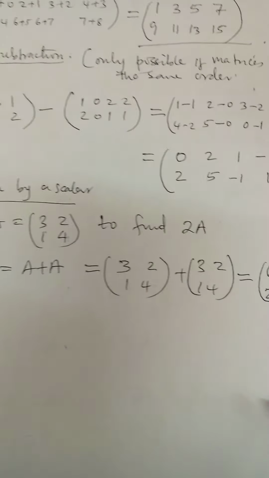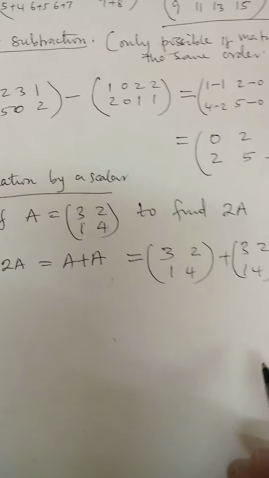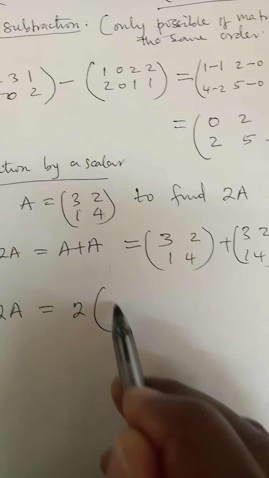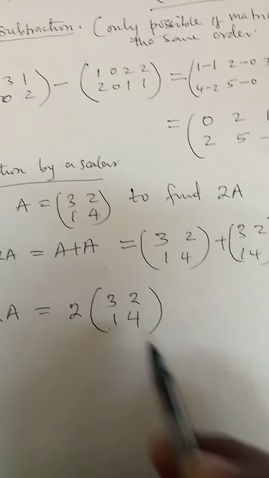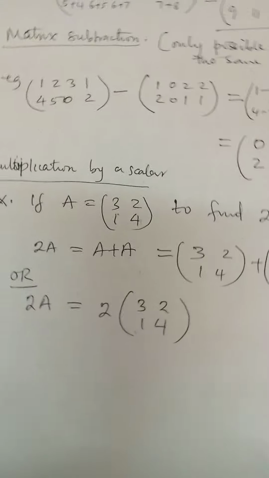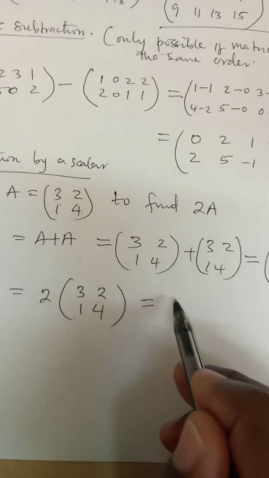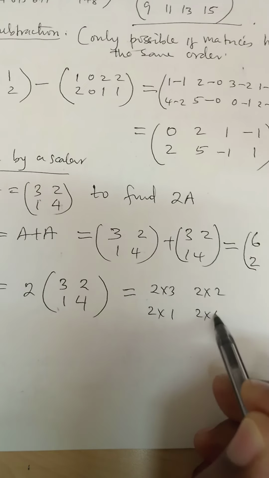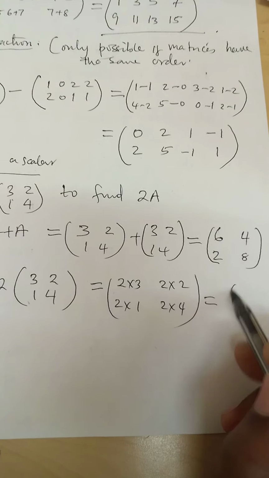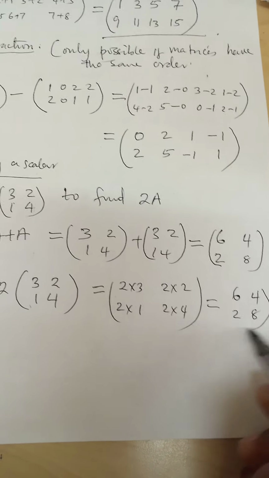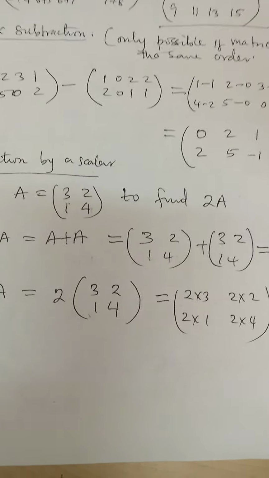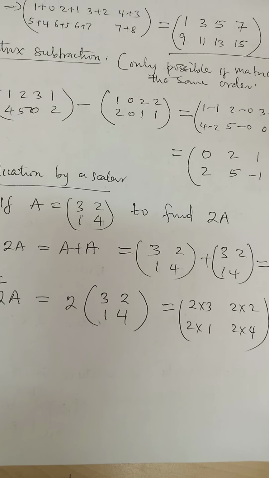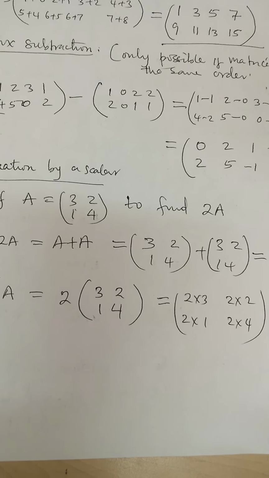However, we could look at it as a product. We could look at it as a product, that 2A could also be equal to 2 into 3, 2, 1, 4. This is an alternative where the 2 can be multiplied through each term, to give us still the same answer of 6, 4, 2, 8. In this case, 2 is referred to as a scalar of the matrix.